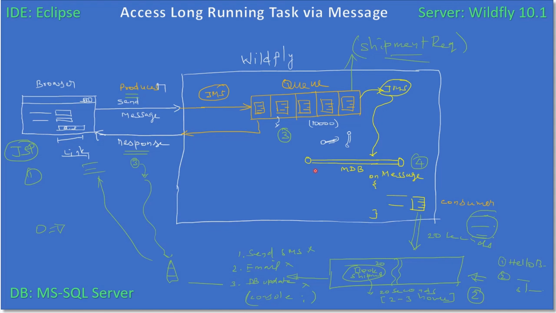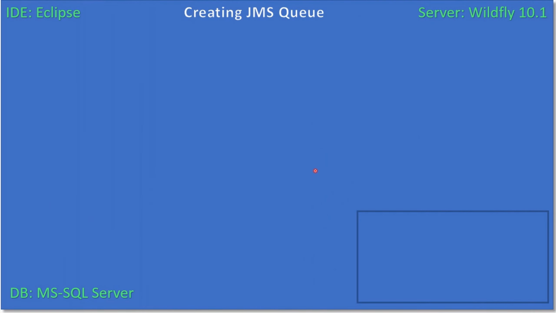So in browser perspective, browser will just add the content to the queue and the server will immediately return stating that your request was received. In this video, we will set up the JMS queue. So we started this sub-series to learn MDB as well as JMS queue.